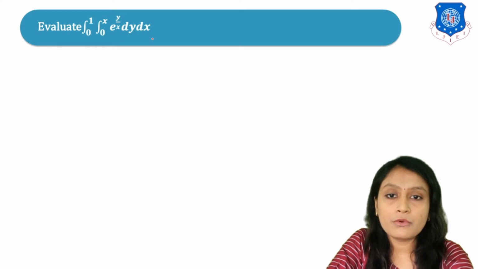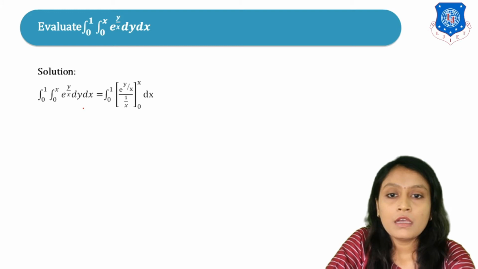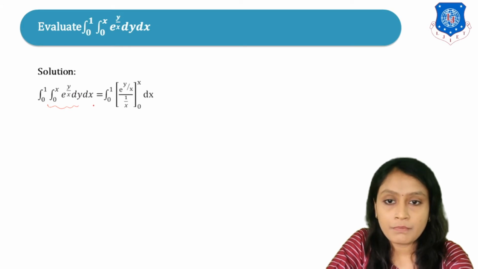Now we'll see one more example. Evaluate integral 0 to 1, 0 to x, e raised to y by x dy dx. So let's begin with the solution. Here firstly we will integrate with respect to y and then with respect to x. We will keep this integration 0 to 1 and dx as it is, and we will integrate this e raised to y by x with respect to y, keeping x constant.